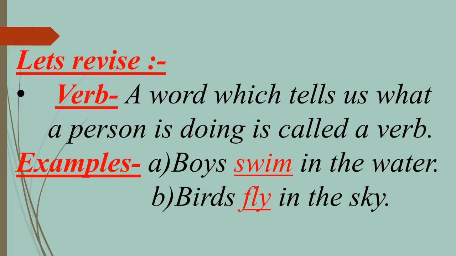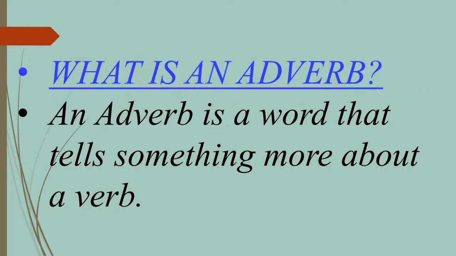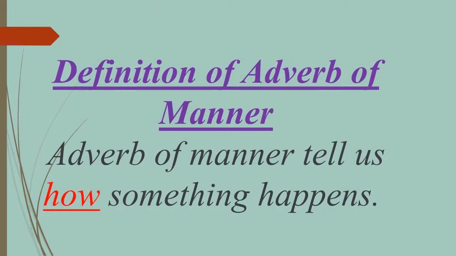Now, let's begin with a topic that is adverb. Children, what is an adverb? An adverb is a word that tells something more about a verb. An adverb gives more information in detail about the verb. First, we will learn about an adverb of manner. Adverb of manner tells us how something happens.